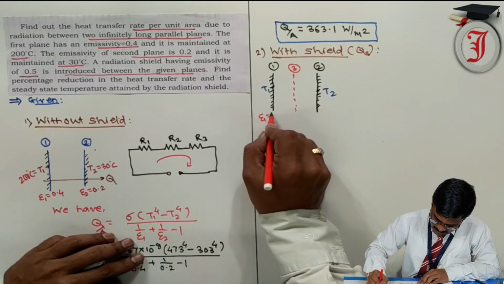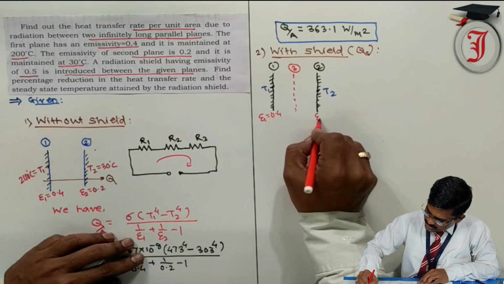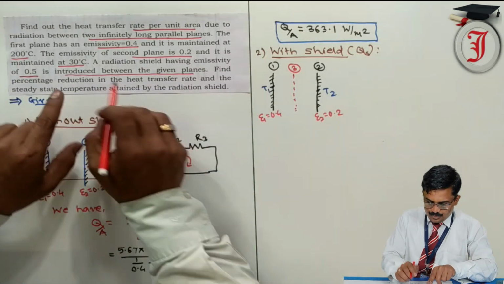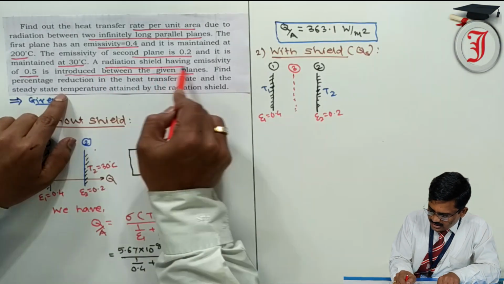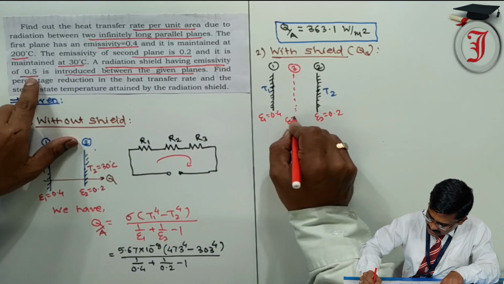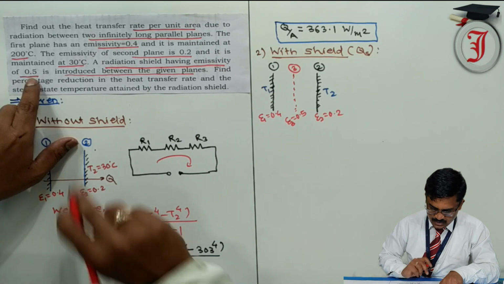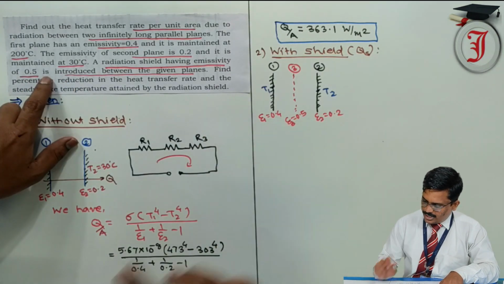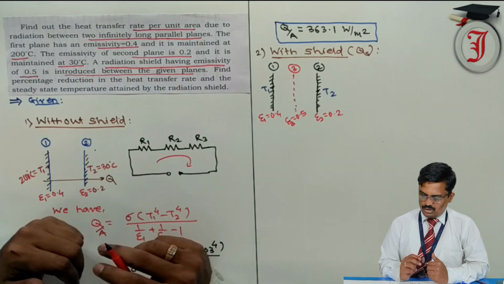Emissivity of this surface is 0.4. Emissivity of this surface is 0.2, given. And now we have a radiation shield having emissivity 0.5. So emissivity is equal to 0.5. We have to put this value, emissivity 0.5, and determine the rate of heat transfer.